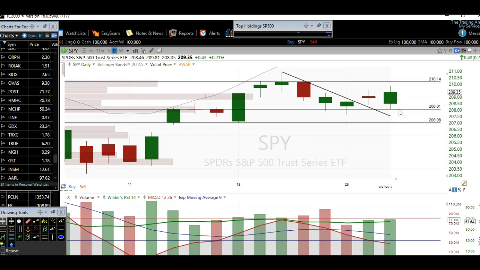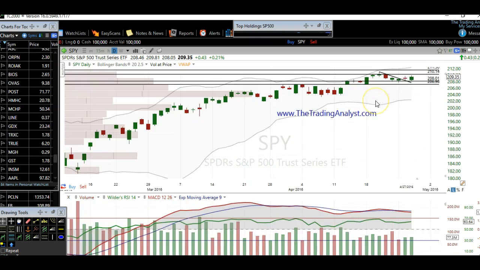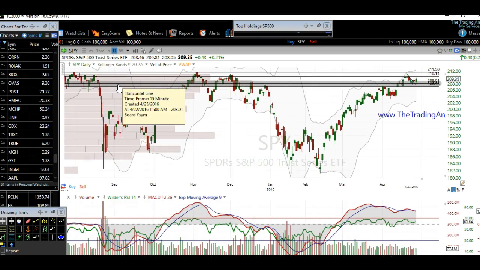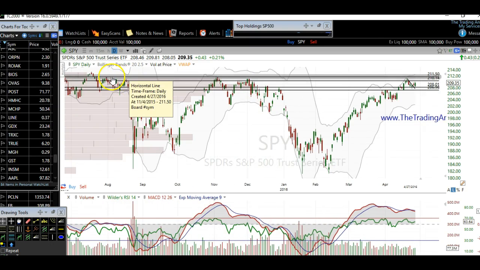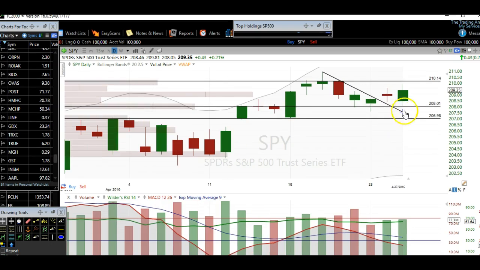We still have this 208 as support and this 210 as resistance. If 210 breaks, then we can come up here and tag this 211.50 mark. And why is this 211.50 mark important? Because if you look over here, it was the highs of these two candles right here. I'll scroll back even more, and it was the highs of these two candles over here. So 211.50 is that next level of resistance. If we break over 210, that's where we're going to head.